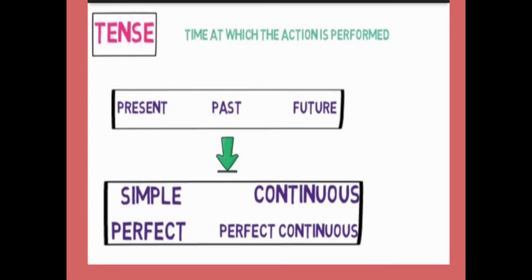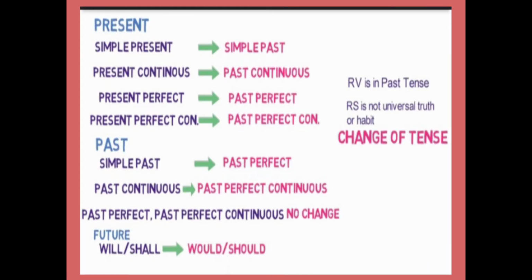Now the tenses. There are three parts of tenses: present tense, past tense, and future tense. All these three have four parts: simple, continuous, perfect, and perfect continuous. A chart of change of tense is given here. Simple present into simple past. Present continuous, past continuous. Present perfect, past perfect. Present perfect continuous, past perfect continuous.